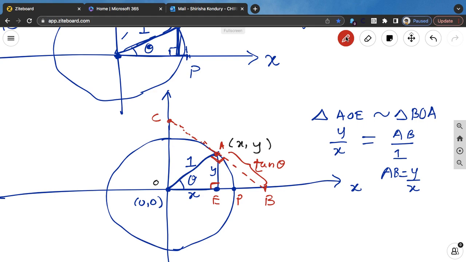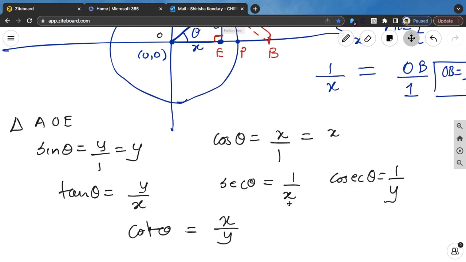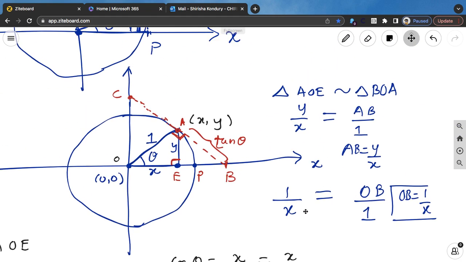Continuing with the similarity of the triangle, I have hypotenuse. So in the same triangle AOE, hypotenuse upon adjacent side is same as in the bigger triangle also, hypotenuse upon adjacent side. So what is OB? OB is 1 by x. Do you remember what was 1 by x? Well, 1 by x is secant theta, 1 by cos theta.